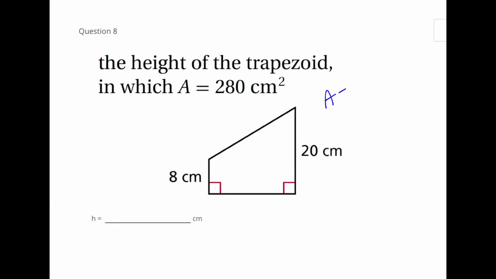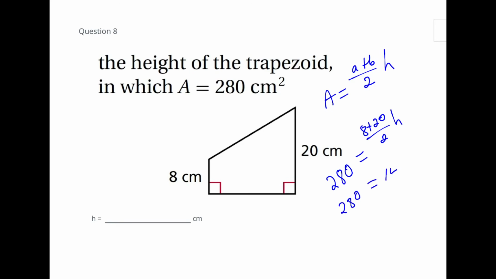So area equals a plus b divided by 2 times h. Plug in what I know. 280 is equal to 8 plus 20 divided by 2 times h. I'll simplify and say that 280 is equal to 14h. And if I divide, I get that 20 is equal to h.